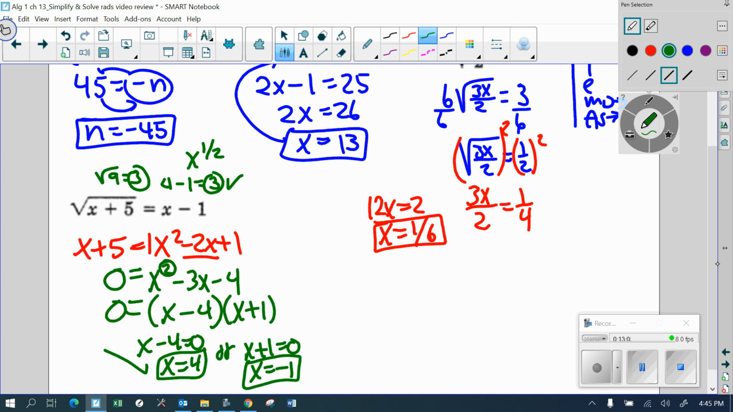Now I plug negative 1 in. Negative 1 plus 5 is 4. The square root of 4 equals 2. When I plug a negative 1 in here, I get negative 2. 2 does not equal negative 2, so it doesn't work.